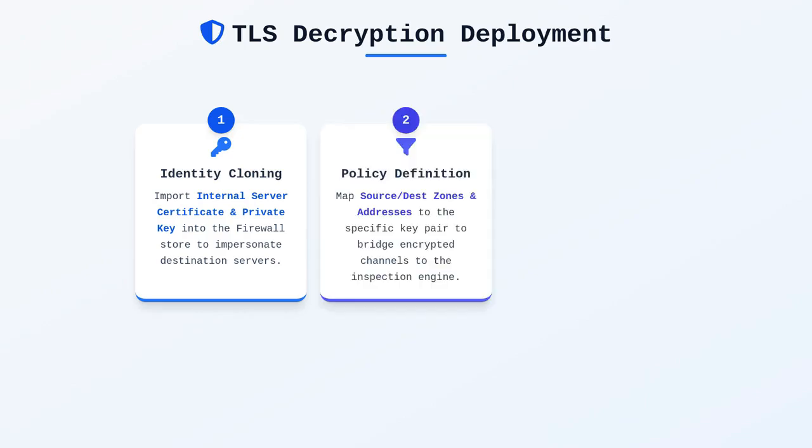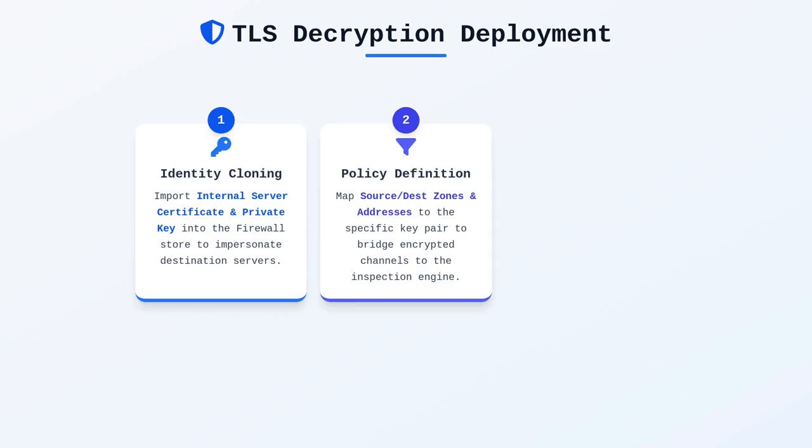Once the certificate is imported, you must define a specific decryption policy that identifies the traffic flow based on the source zone, destination zone, and, most critically, the destination address of your web server. Within the decryption policy rule, you select the appropriate key/certificate pair that corresponds to the target server, establishing the bridge between the encrypted channel and the inspection engine.